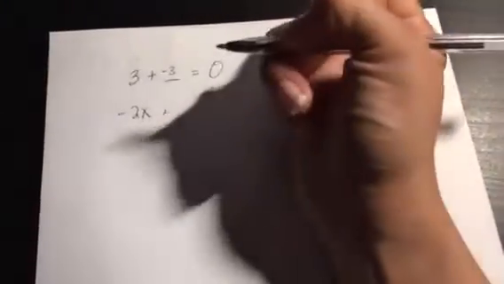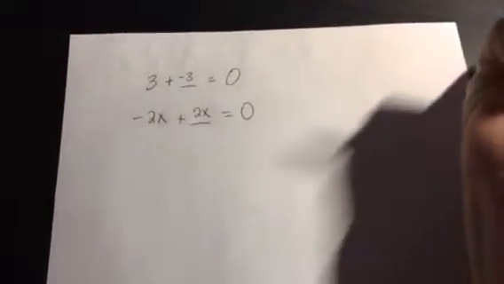First of all, if I have, let's say, 3, what do I have to add to 3 in order to get 0? And again, we're talking about those 0 pairs, right? I'm sure you know that that's probably -3. So if I have -2x, what do I have to add to -2x to make that 0? Well, you know that would be +2x.